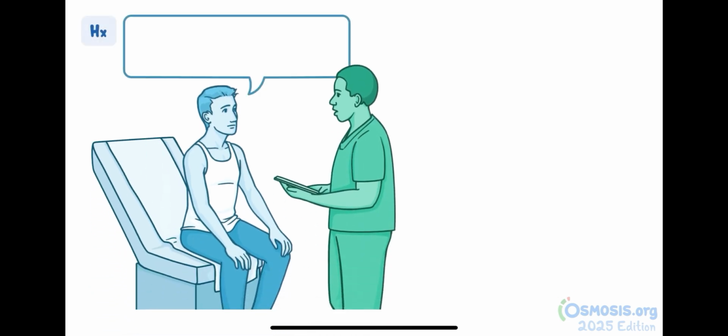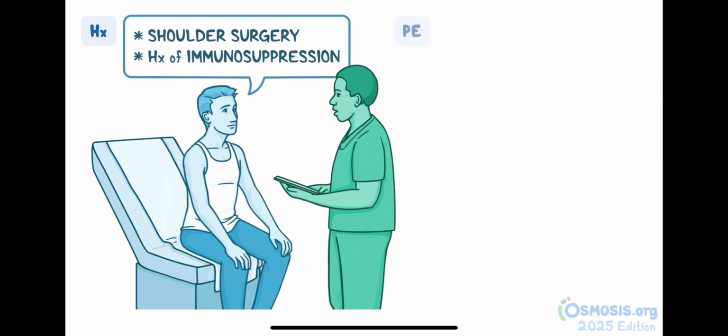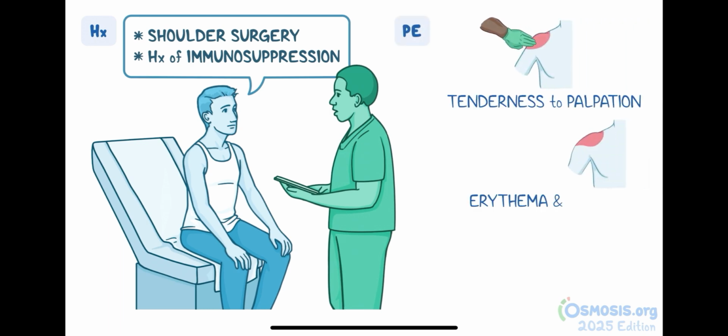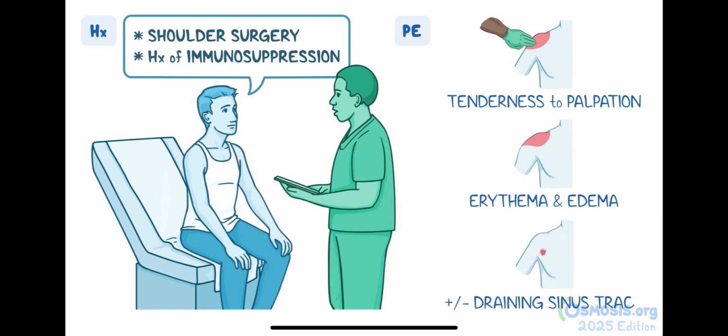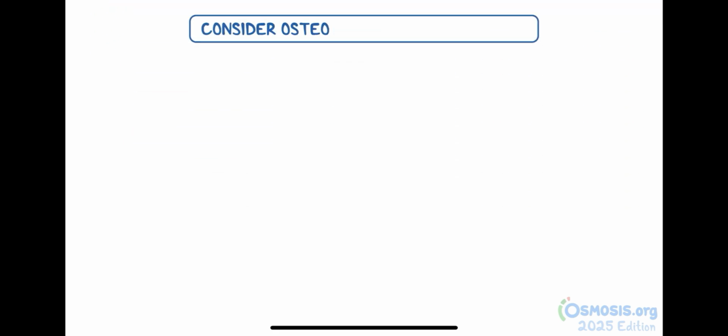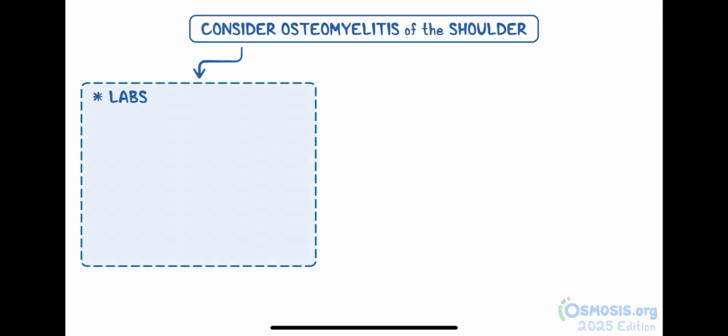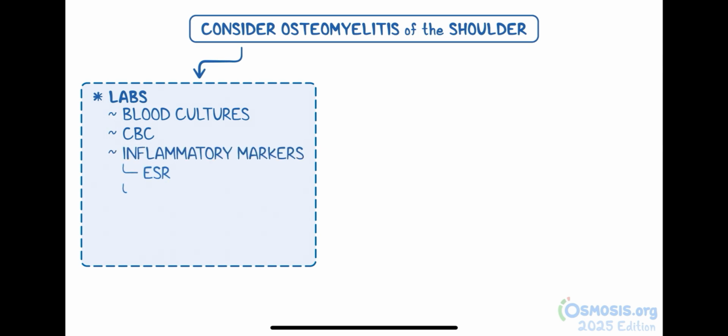Next up is osteomyelitis. Patients might report recent shoulder surgery or may have a history of immunosuppression. Examination often reveals tenderness to palpation over bone, as well as erythema and edema of the overlying skin. You might even note a draining sinus tract on the skin as well. Based on these findings, consider osteomyelitis of the shoulder and order labs, including blood cultures, CBC, and inflammatory markers like ESR and CRP. Also, order imaging, including an X-ray and an MRI of the shoulder.